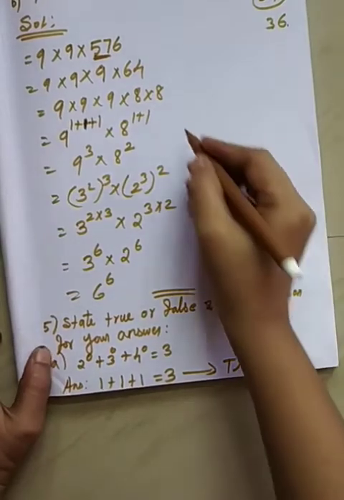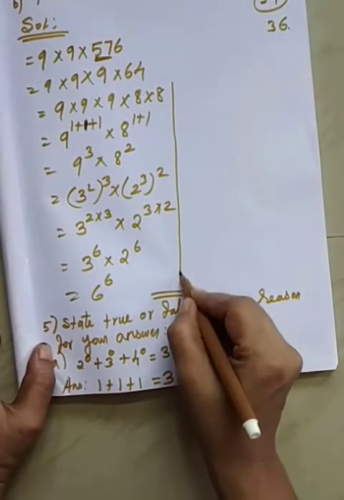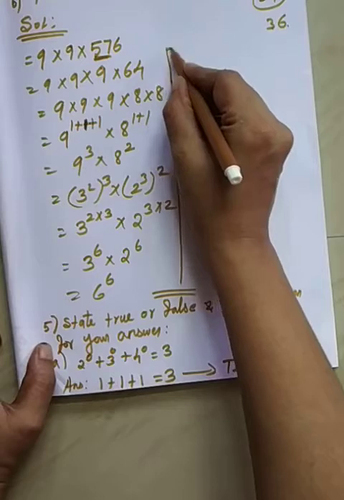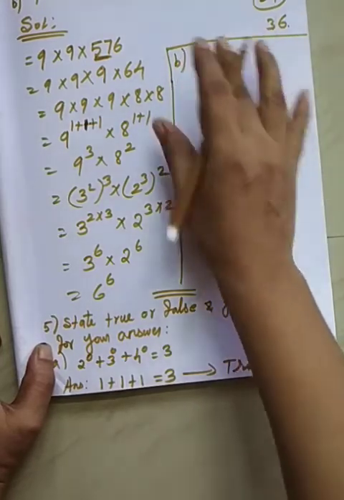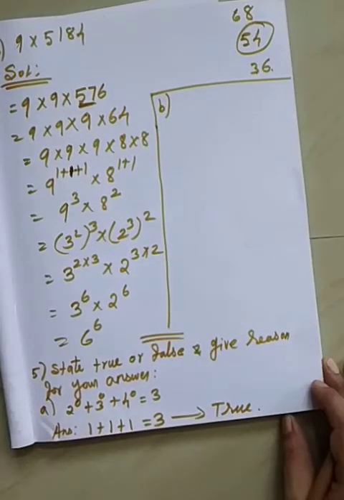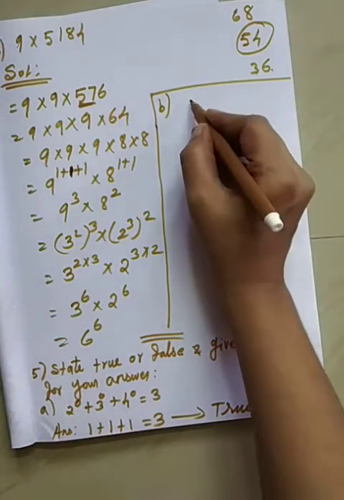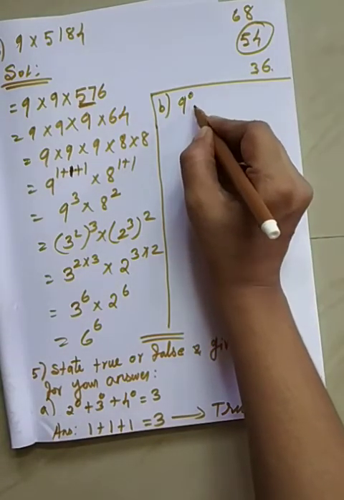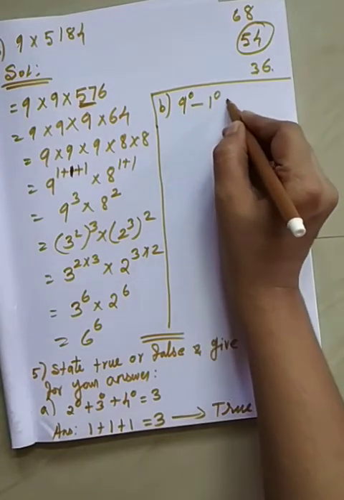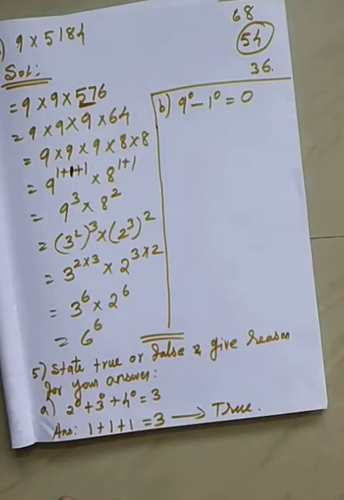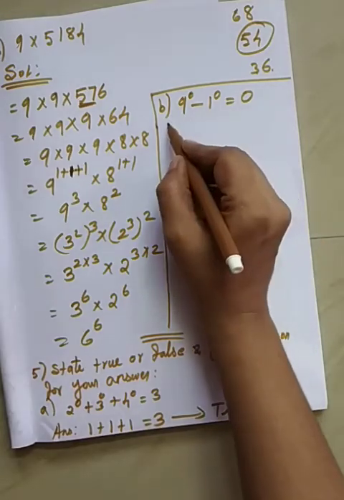The next problem. See here, I have to write in this place. 9 power 0 minus 1 power 0 equal to 0. This answer is right or wrong. You can check it.